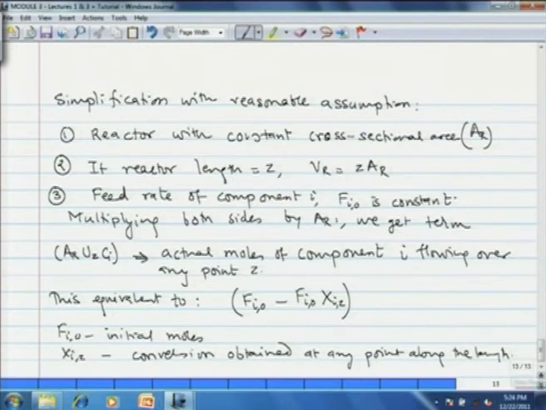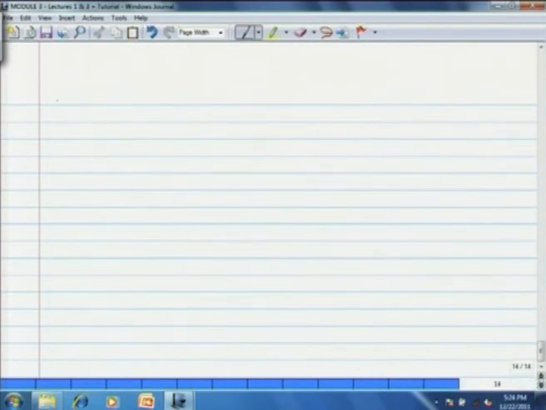Now, if you differentiate this, we get an expression in terms of conversion of the component, which we can use in place of the concentration in the previous expression. So, that we do now.